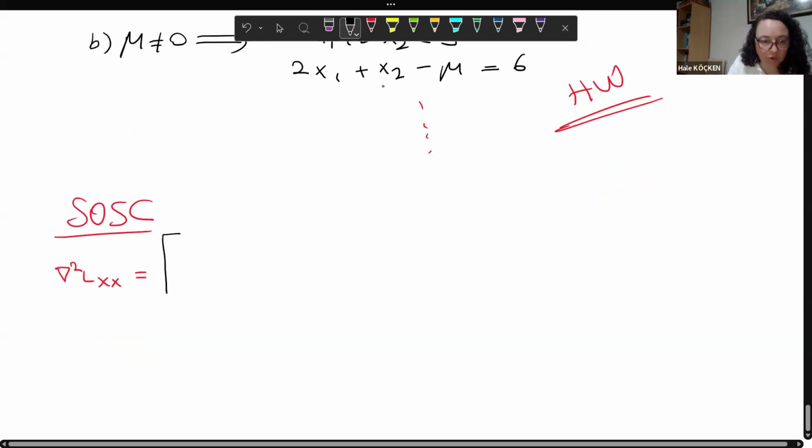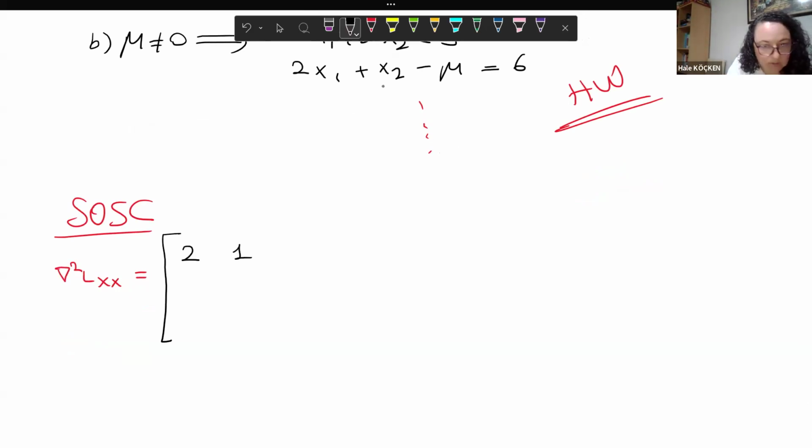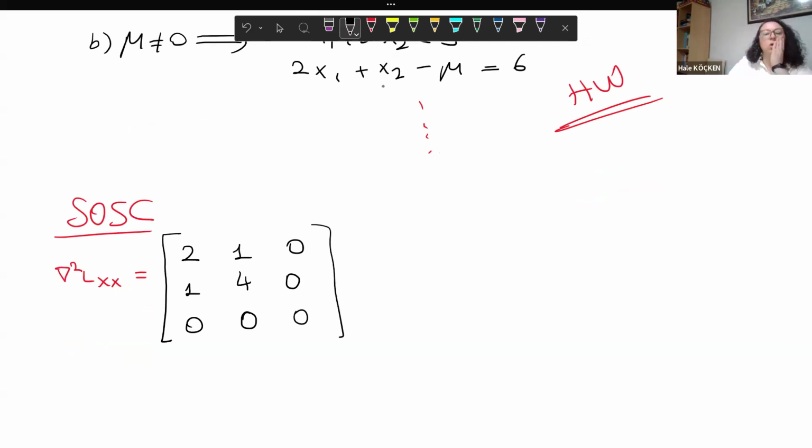I'm focusing on the first order necessary condition. It will be 3 by 3: 2, 1, 0. The second row, 1, 4, 0. The third row, 0, 0, and 0. So it is obvious that it's not definite.